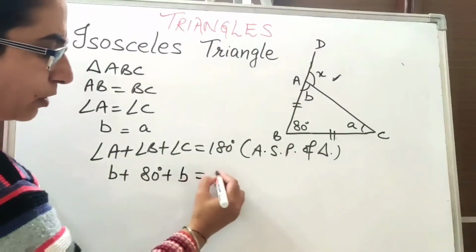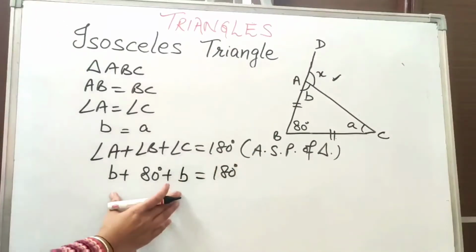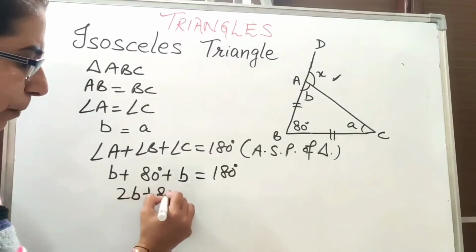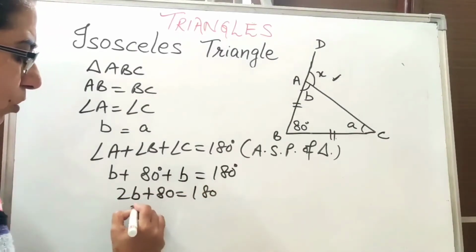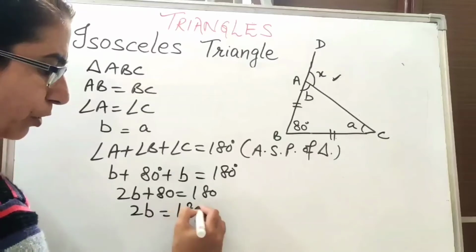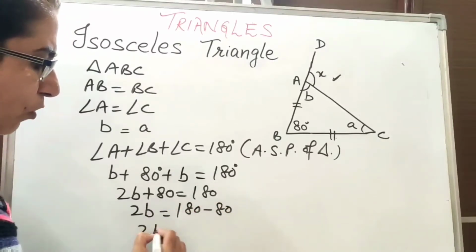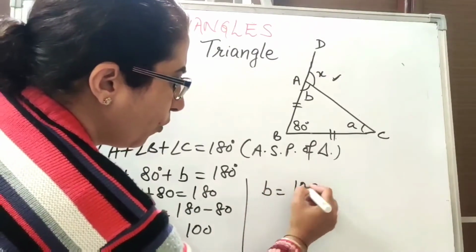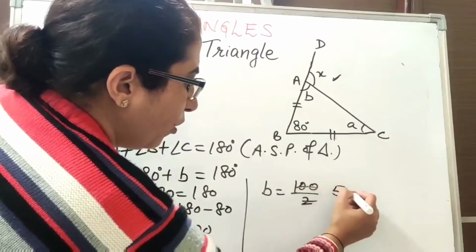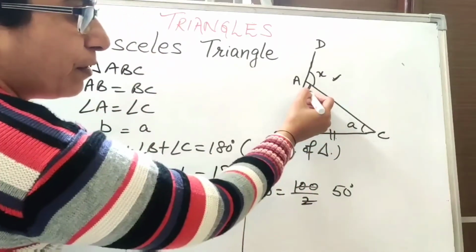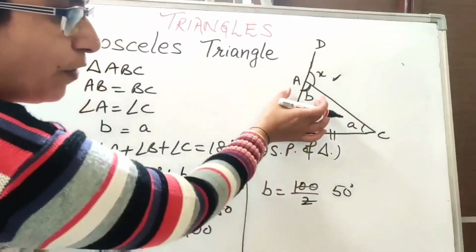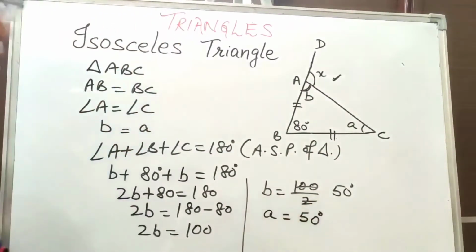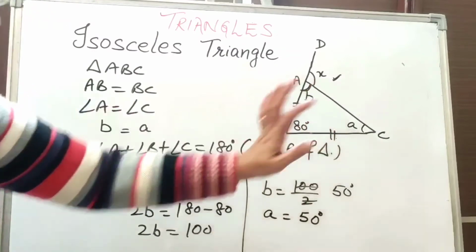Now we have a linear equation with one variable. So it is 2B plus 80 is equal to 180. So 2B, solve the equation. You will get the value of 2B is 100, then B is equal to 100 upon 2, 50. This angle B is 50. So if B is 50, A is also 50, because these two angles are equal and these are base angles.